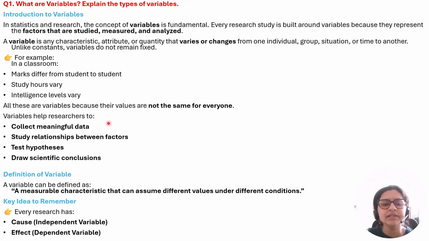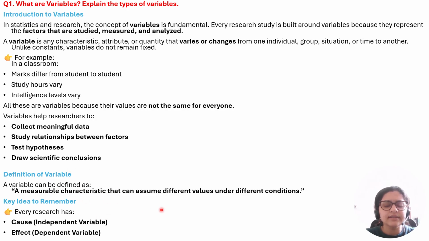So all these are examples of variables. Variables will help researchers to collect meaningful data, study the relationship between factors, test hypothesis. What is hypothesis? This term you're going to listen throughout the unit. It is an assumption that is made before conducting any research. We will deal with this in detail in the further slides. But for now, remember that hypothesis means assumptions. Also, variables help the researchers to draw scientific conclusion.